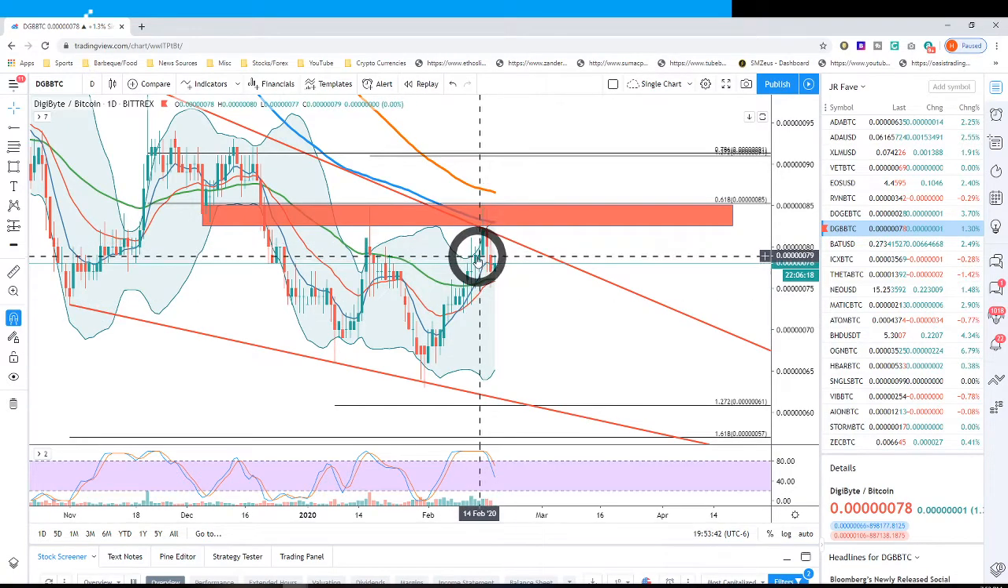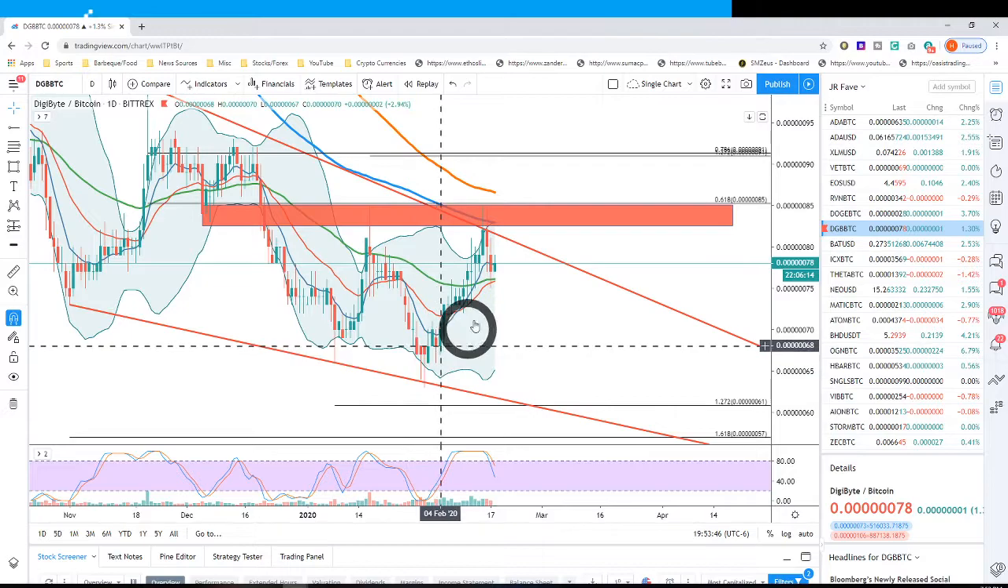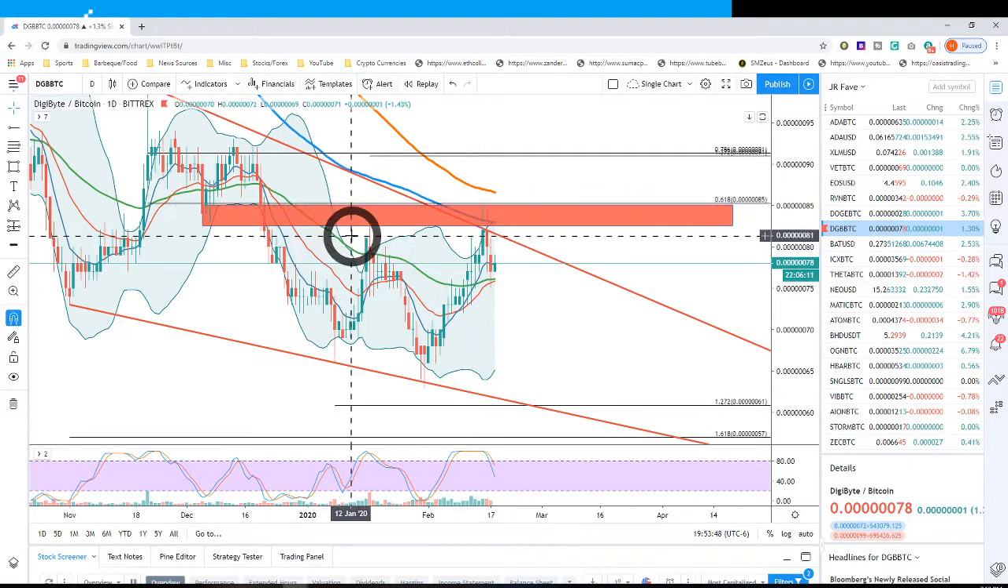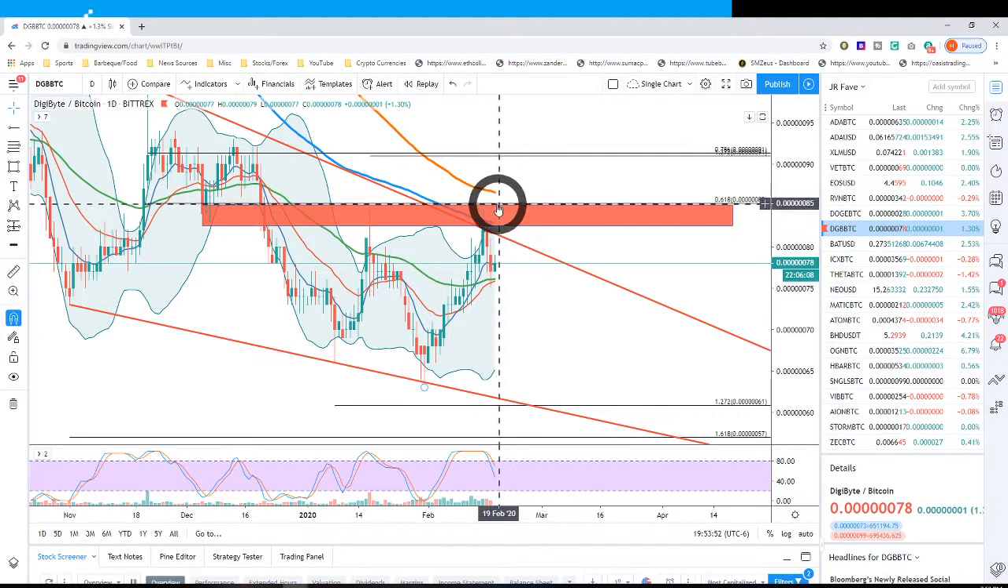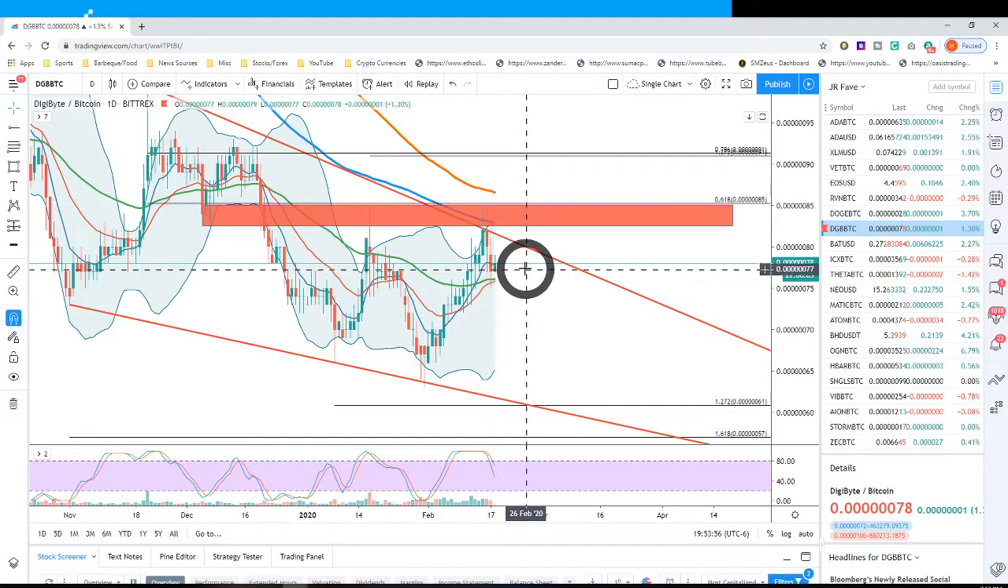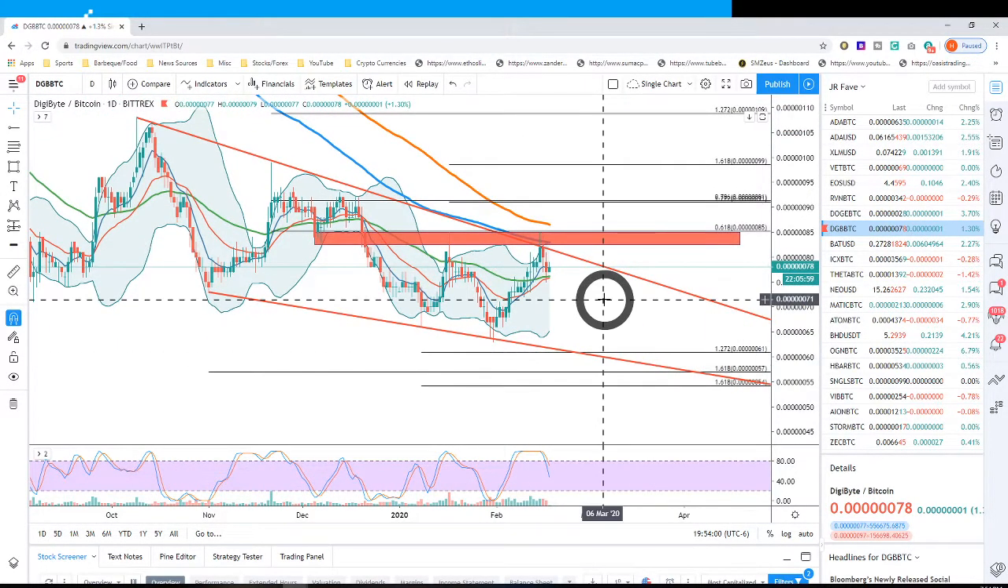Nice move there. Nice move on this move here, and a higher high. But testing that resistance zone and the 61.8, I mean, it tagged it perfect. So, just keep an eye on DGB.